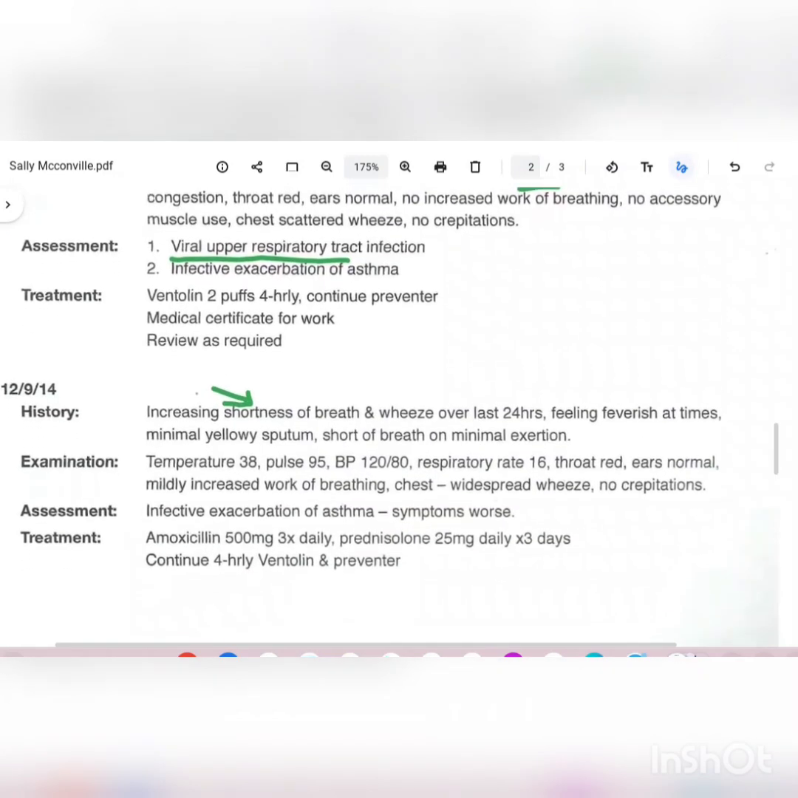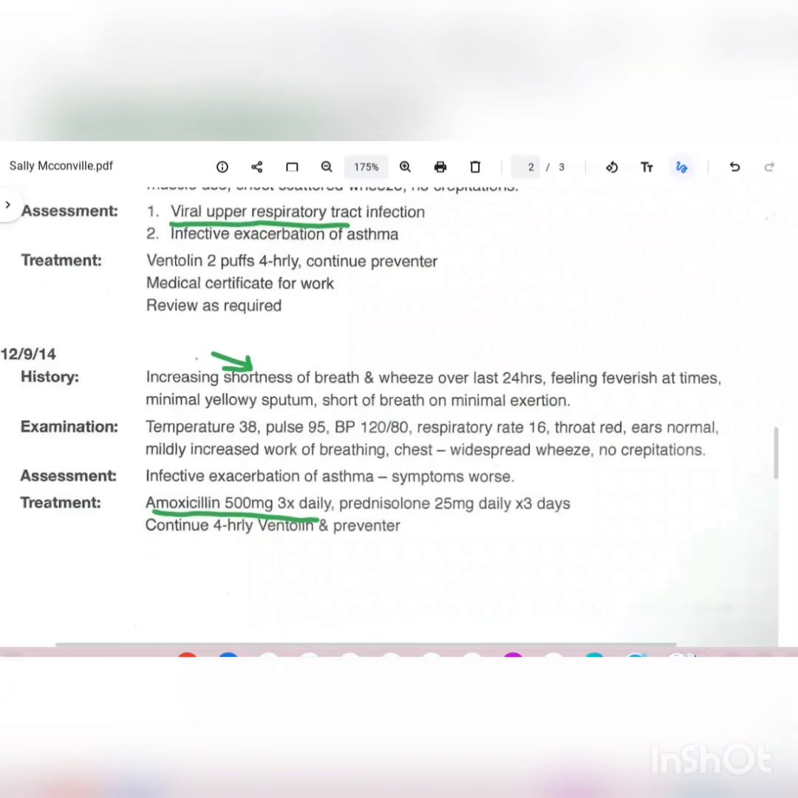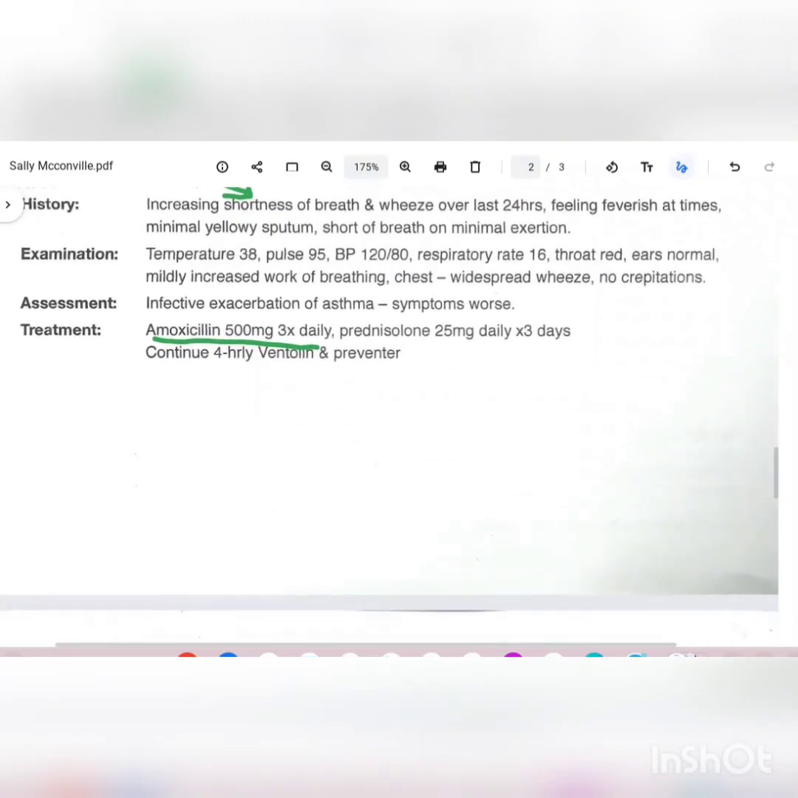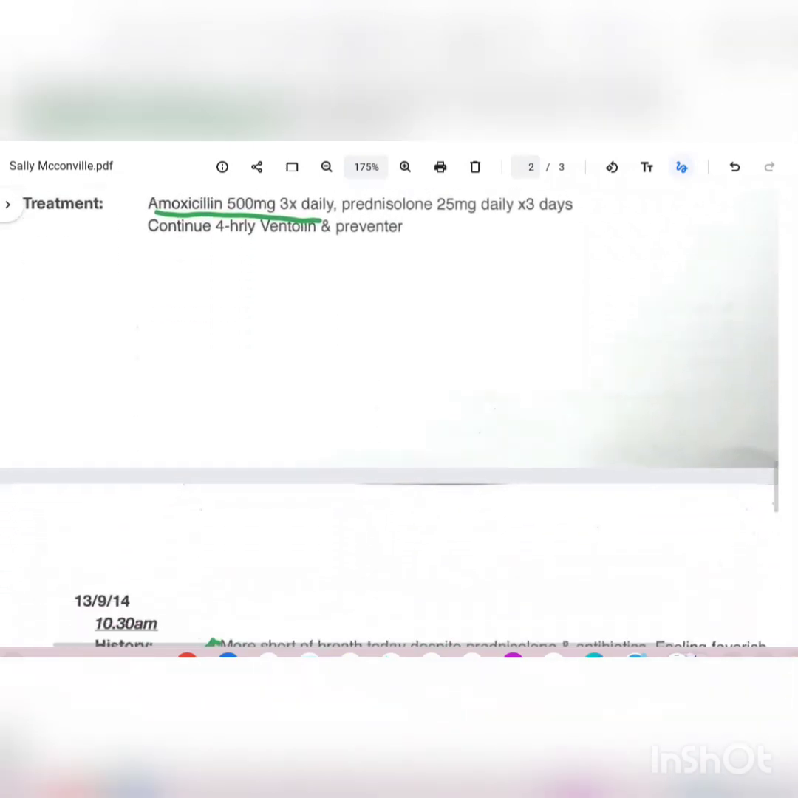crepitations at that time. And again, on assessment we thought it's a viral upper respiratory tract infection, but on the first day we didn't start any antibiotic. So now we're going to start an antibiotic, amoxicillin 500 milligram, 3 times daily, with prednisolone tablets, and continue with the Ventolin and the preventer fluticasone. So in addition to that, we added amoxicillin 500 mg and a prednisolone 25 mg tablet.